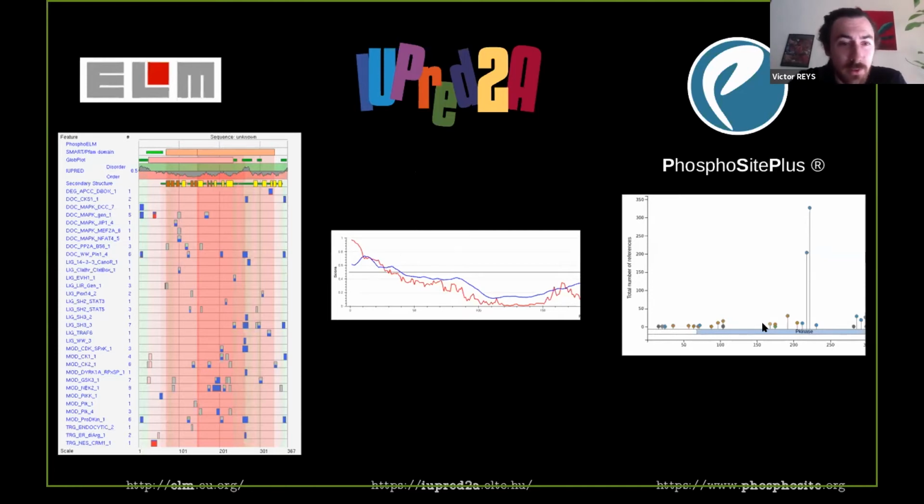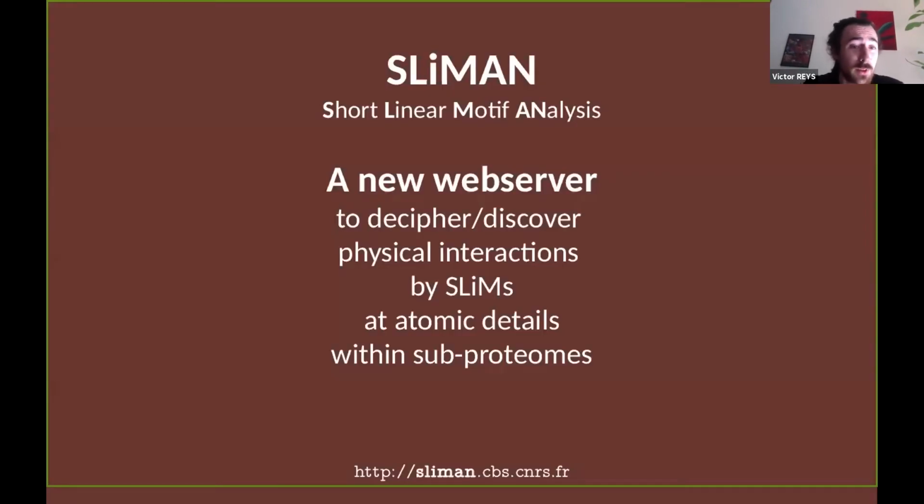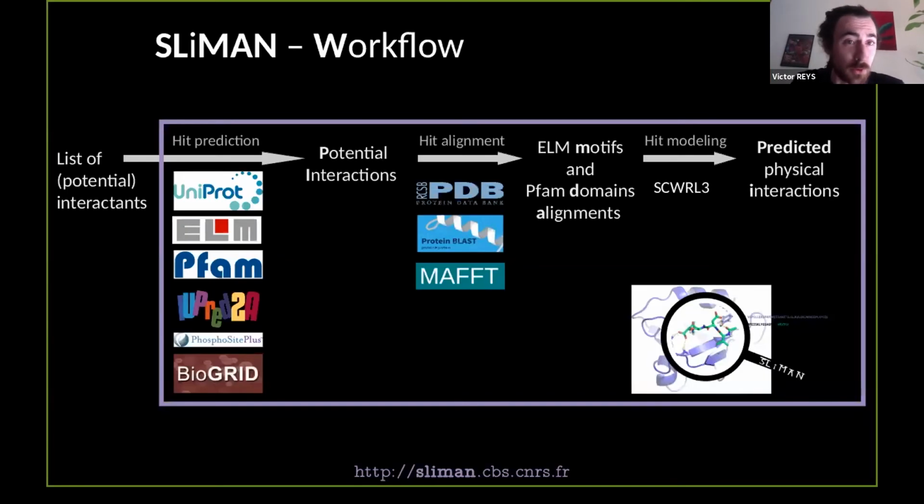So for now, it's quite difficult for our brain to mix all those three data together, especially if we have other proteins. This is why we developed SLIMAN, standing for Short Linear Motif Analysis. It is a new web server to discover physical interactions by SLiMs at atomic detail within subproteins. And now I will detail a little bit the workflow that we use.